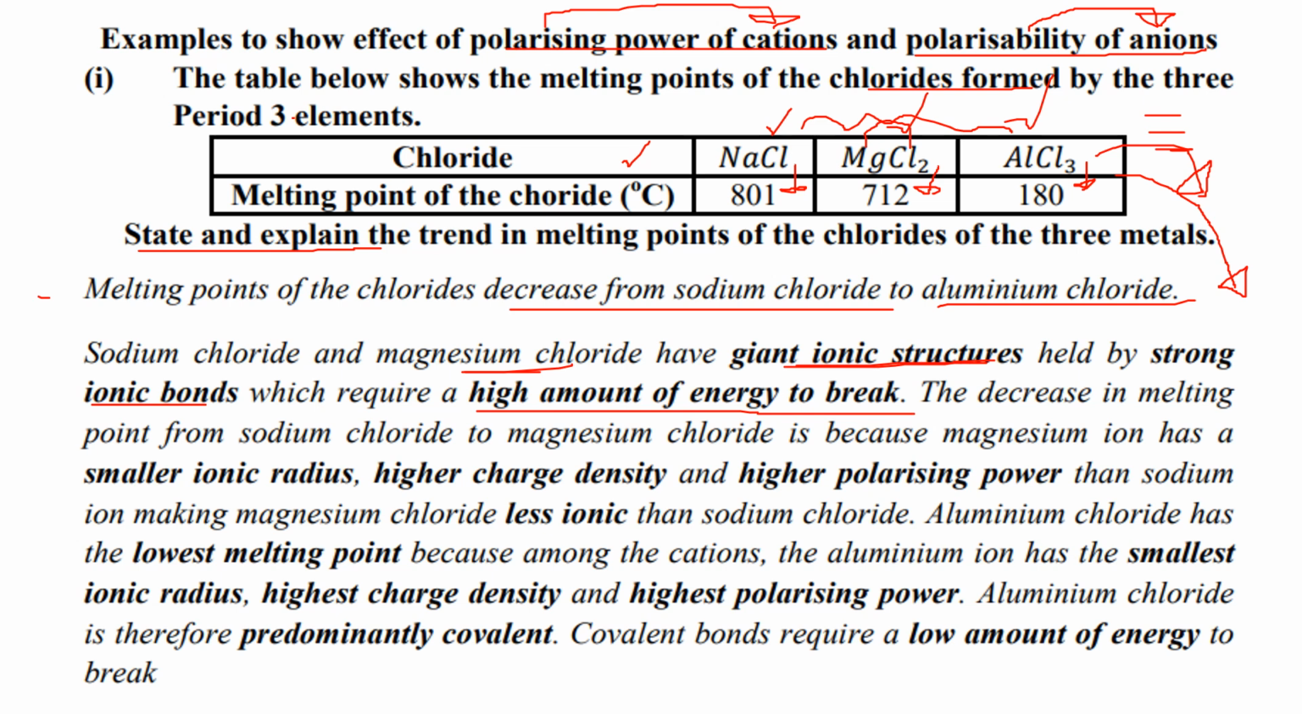So we're going to say that the decrease in melting point from sodium chloride to magnesium chloride is because the magnesium ion has a smaller ionic radius. You remember what I told you. If you look at this, what was varying is the cation.